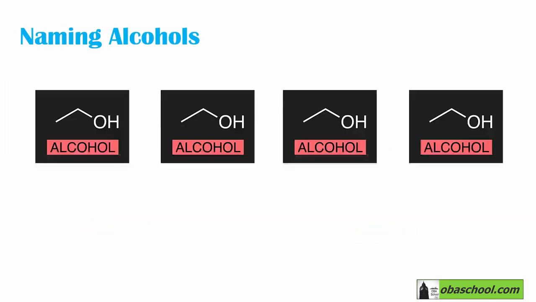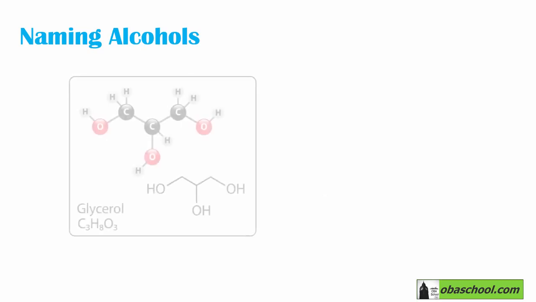If we have more than one OH group, we will use di, tri, tetra, and so on to indicate how many hydroxyl groups there are. And of course, we have to use numbers as well to indicate the position at which they are bonded in the main chain. Let's take an example.